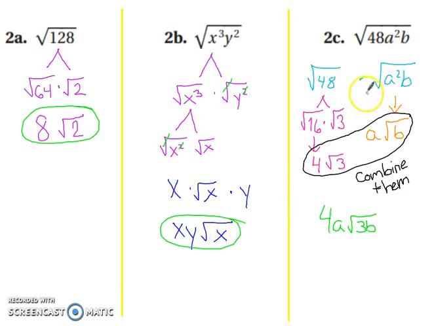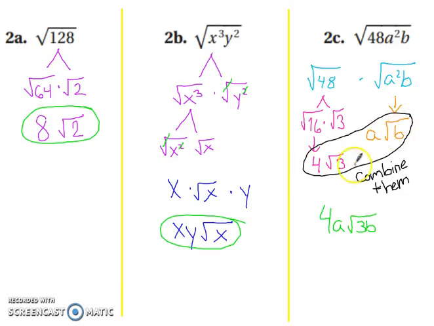Now, this one was a little bit tricky because it's got numbers and variables all mixed together. Hint: separate your numbers from your variables and then combine them. So we have the square root of 48, which we can separate into 16 and 3. We know the square root of 16 is 4, and you can't do anything with the square root of 3. And for your variables, we have one pair, so we're going to pull one out. And then we've got a loner in here, so he's going to stay.